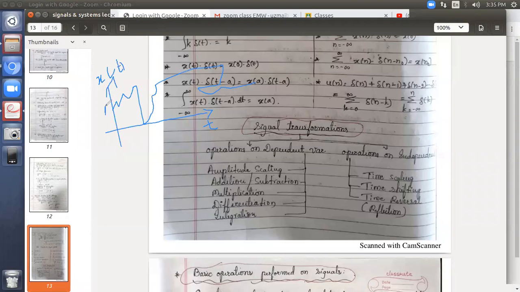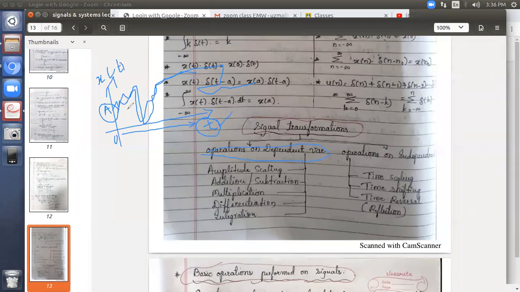This indicates the amplitude. No doubt the amplitude is not constant, because the way I'm speaking, it is with respect to time, and I'm changing the frequency. So according to that, even amplitude is getting changed. So there are two variables here. One is the amplitude, the other one is the time. So we will now study the operations on dependent variable.